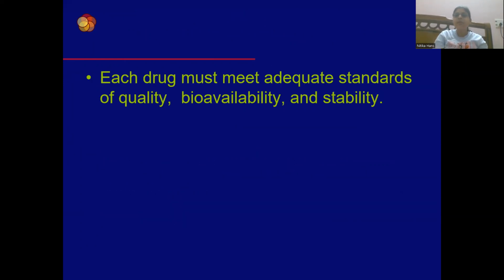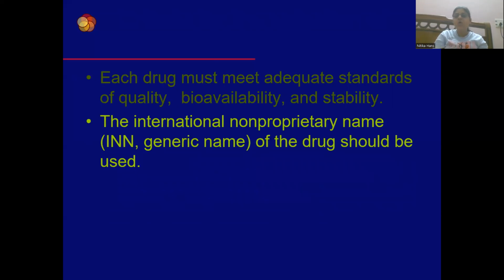Each drug must meet adequate standards of quality, bioavailability, and stability. Because their shelf life should be longer, and they should be more bioavailable. The quality and the efficacy should be good. The international non-proprietary name, that is the generic name of the drug, should be used. Means when we prescribe a drug, we should give the drug by its generic name.